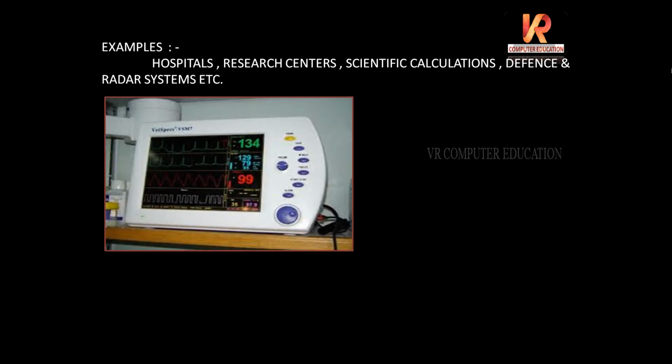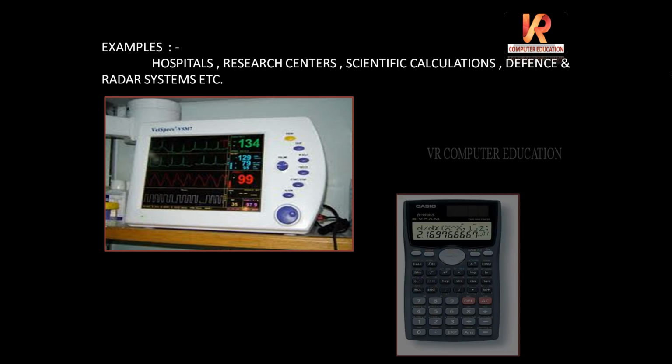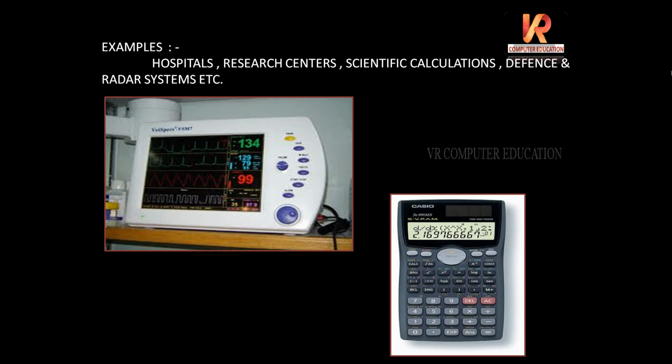Next we'll see some examples. These hybrid computers are mainly used in hospitals, research centers, scientific calculators, defense and radar systems, etc. This is one example of a hybrid computer used in a hospital. The heart rate is taken in analog, and the numbers for BP rate and pulse rate are given in the form of numbers. And this scientific calculator is also considered a hybrid computer. This is about the classification of computers based on type: analog, digital, hybrid.